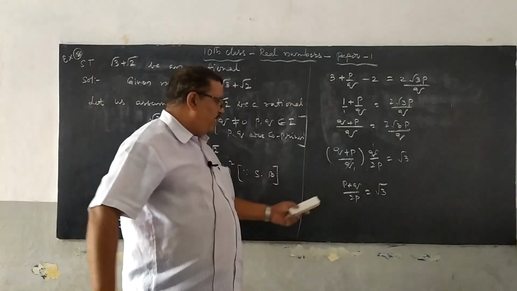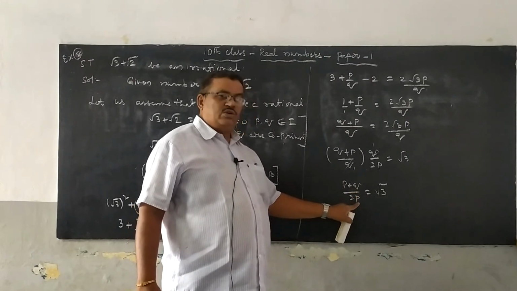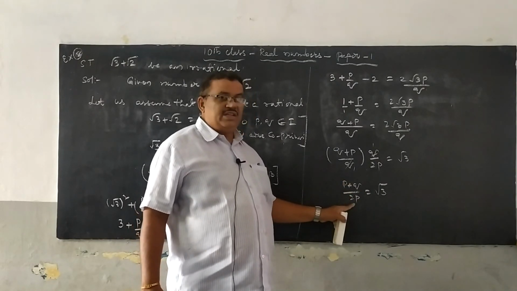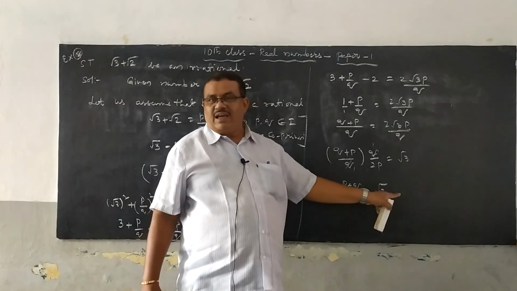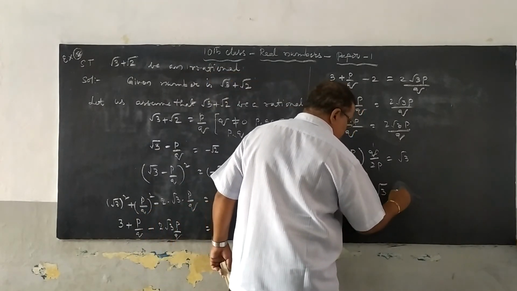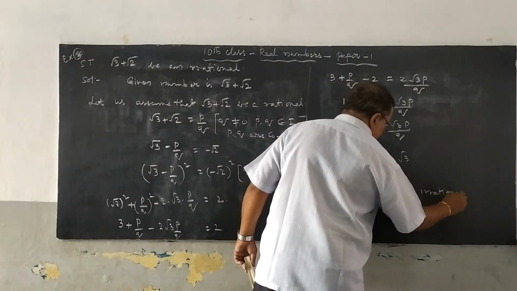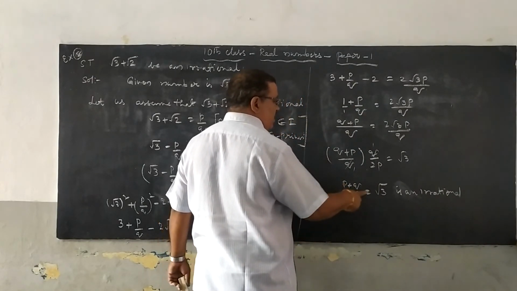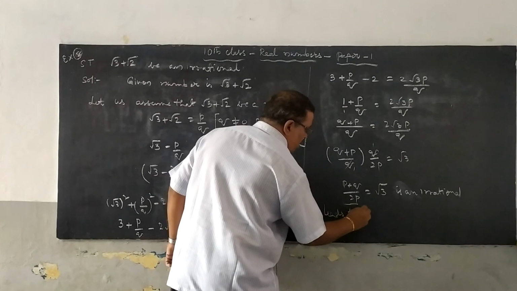One time observe the LHS. p is an integer, q is an integer, 2p is also an integer. Integer plus integer, 2pq also an integer. So integer by integer is a rational number. But on the RHS, root 3 we already proved is an irrational. But the LHS leads to what? Rational. So rational equal to irrational, which leads to a contradiction.